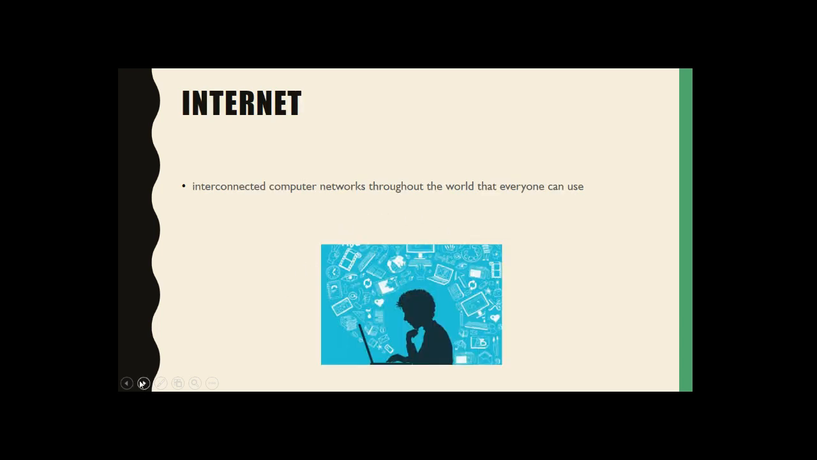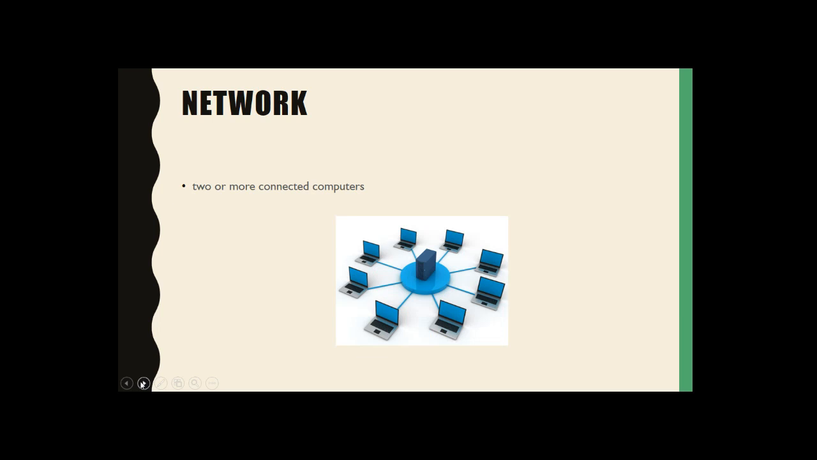Now, what is the internet? It's an interconnected computer networks throughout the world that everyone can use. We use this all the time. What is a network? It's two or more connected computers.